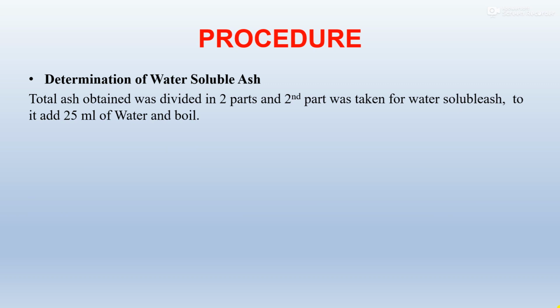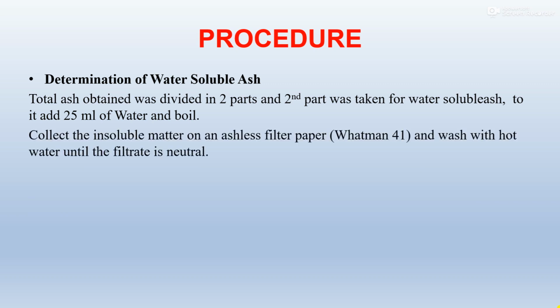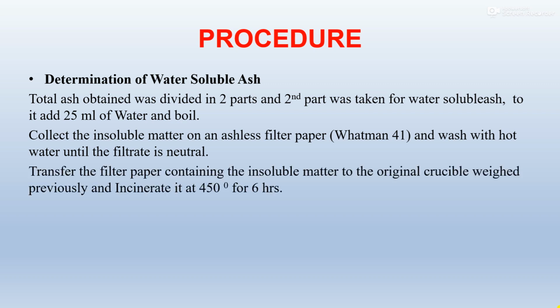Determination of water soluble ash. The procedure is the same as that of acid insoluble ash. Total ash obtained was divided in two parts and the second part was taken for water soluble ash. To it 25 ml of water was added and boiled. Collect the insoluble matter on an ashless filter paper and wash with hot water until the filtrate is neutral.